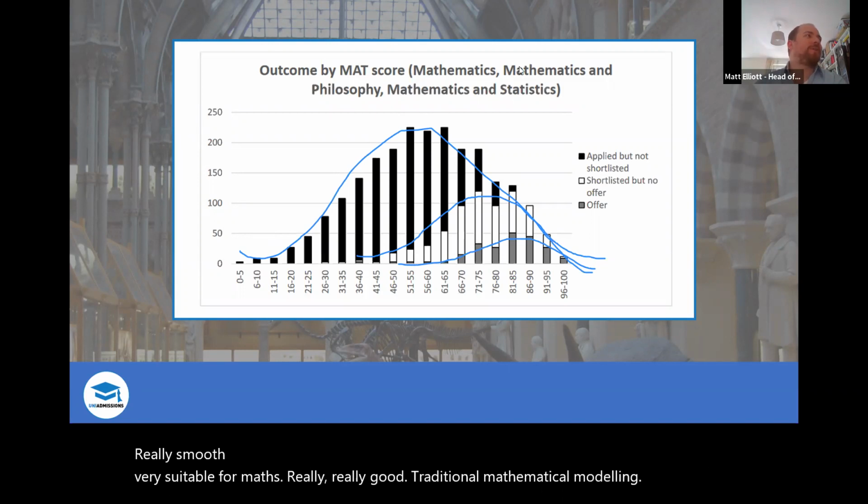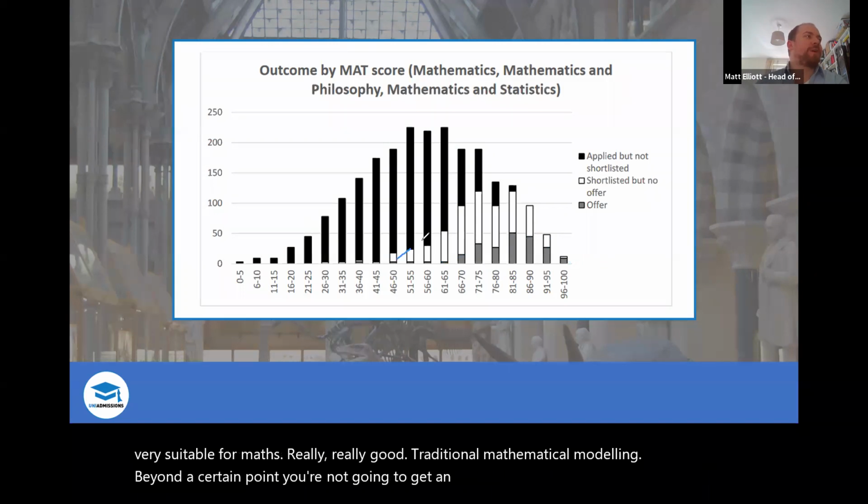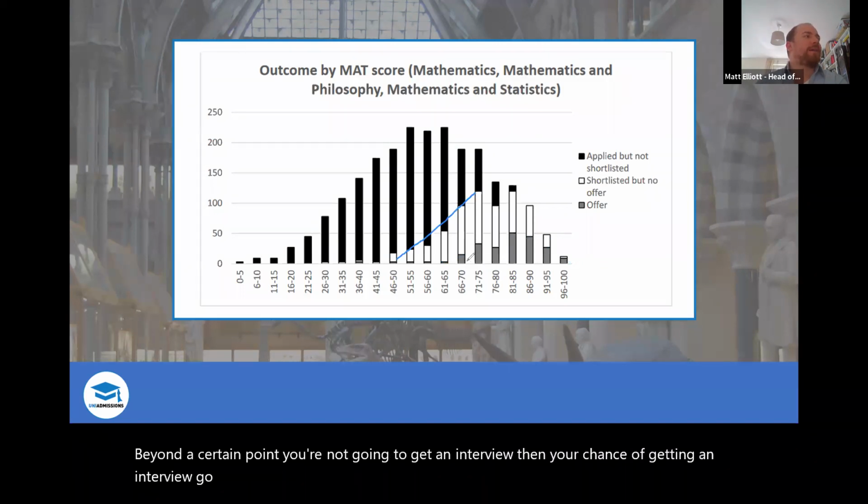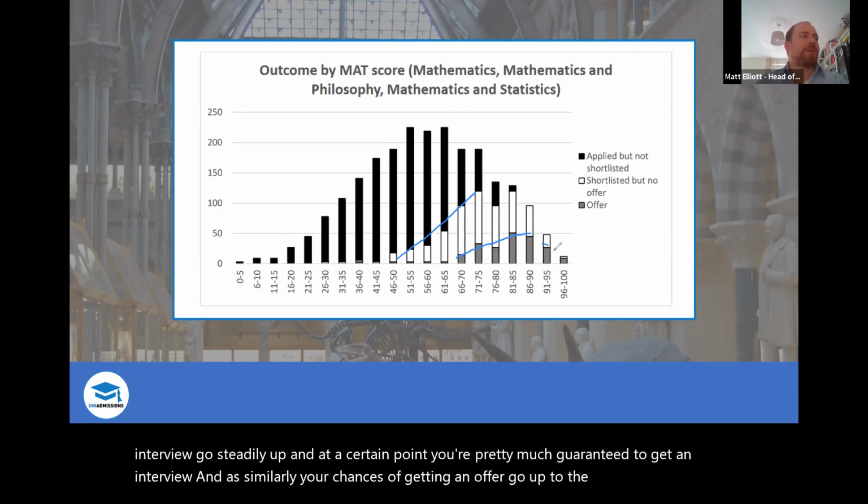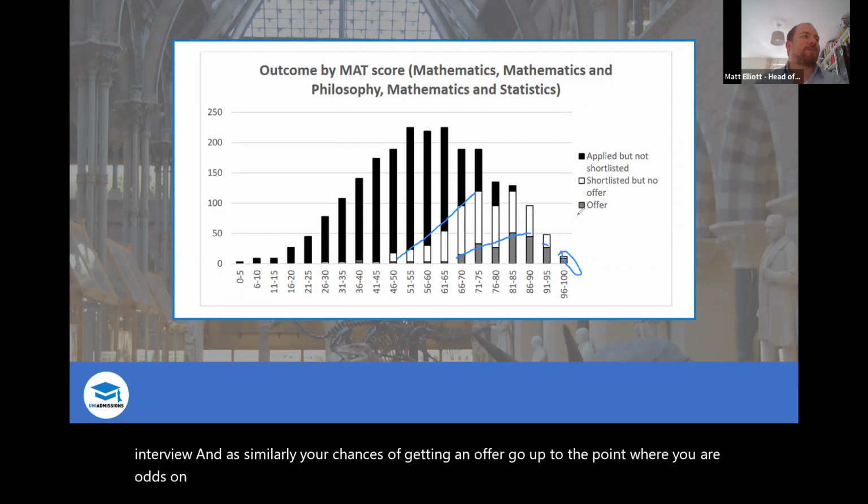Beyond a certain point, you're not going to get an interview. Then your chance of getting an interview goes steadily up. And at a certain point, you're pretty much guaranteed to get an interview. And similarly, your chances of getting an offer go up to the point where you are odds on, or pretty much everyone who gets the top score is getting an interview.